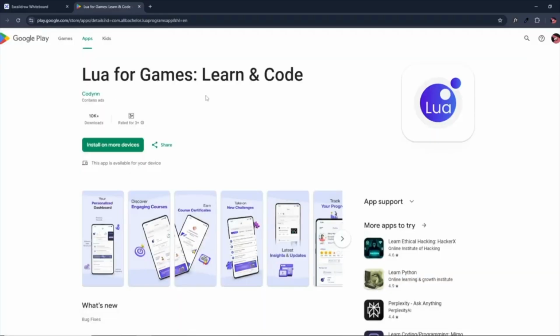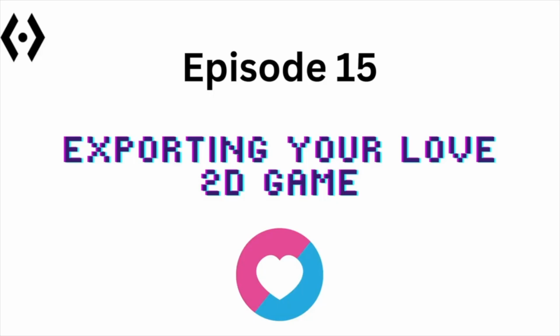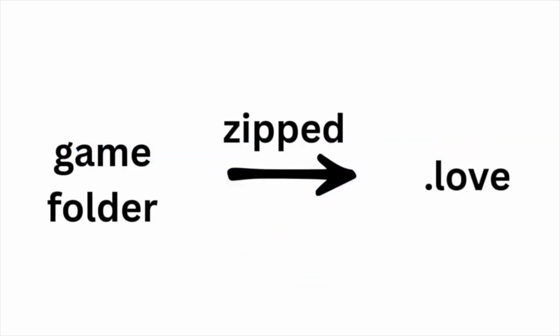Now let's get on with the video. So first of all, what is a .love file? A .love file is basically a zipped version of your game folder, and the Love engine can run this file directly. Inside the .love file or inside your game folder, all of your code, images, and sounds, basically everything that your game requires to run, should be inside one folder with the main.lua file at the root.